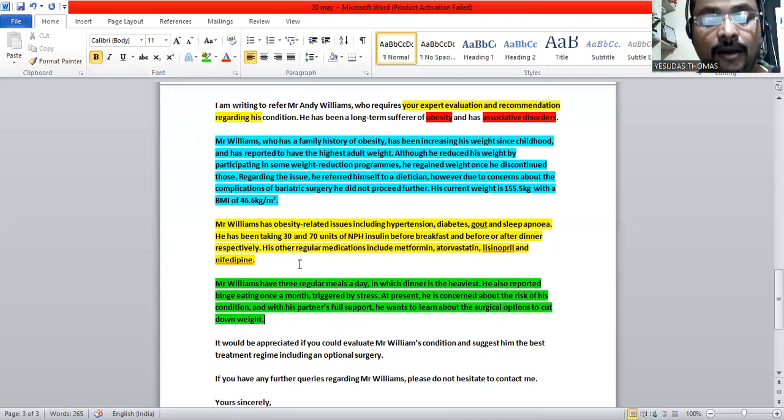Mr. Williams have, it's not have, it's has. Mr. Williams has 3 meals a day, in which dinner is the heaviest. So this is his dietary habit, 3 meals. The dinner is the heaviest. He also reported binge eating once a month, triggered by stress. So this is his subjective data. He reports that. At present, he is concerned about the risk of his condition. And with his partner's full support, he wants to learn about the surgical options to cut down his weight.